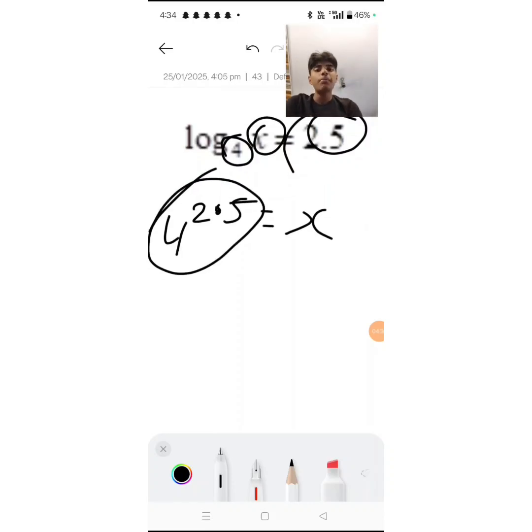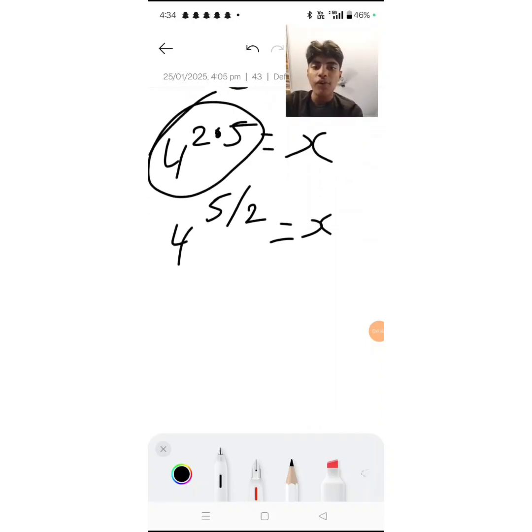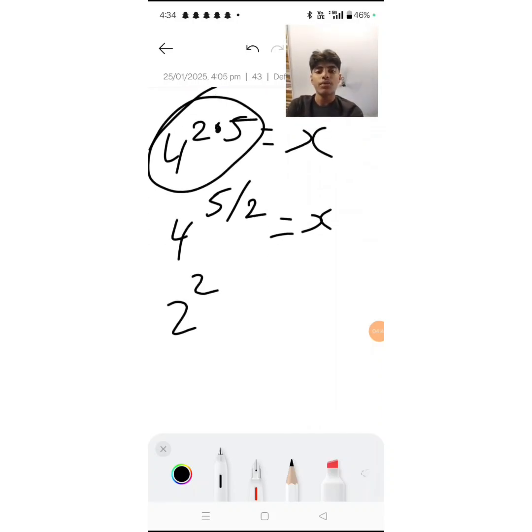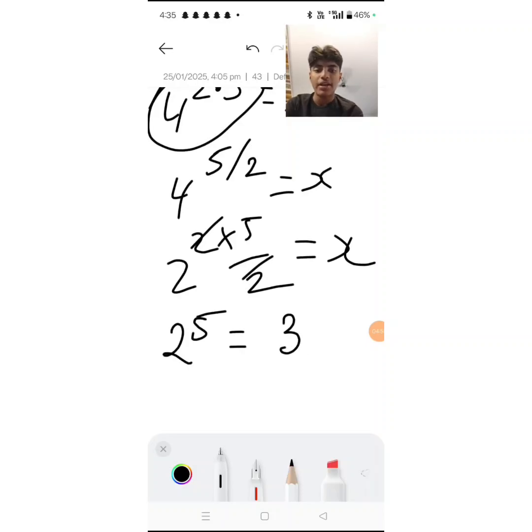Now 2.5, in order to make it easier, I'll express it as a fraction. I'll say that this is 4 to the power of 5 by 2 is equal to x. Now 4 again can be rewritten as 2 to the power of 2 times 5 by 2. This cancels off the 2. So 2 to the power of 5 is just ultimately 32.